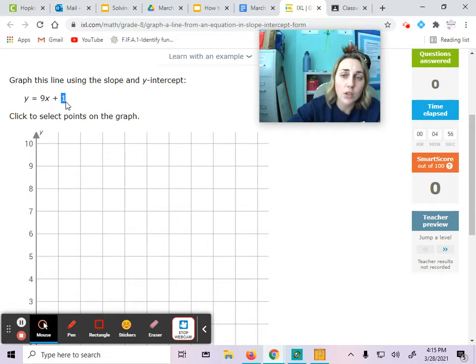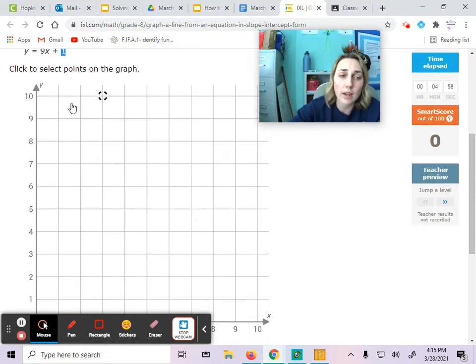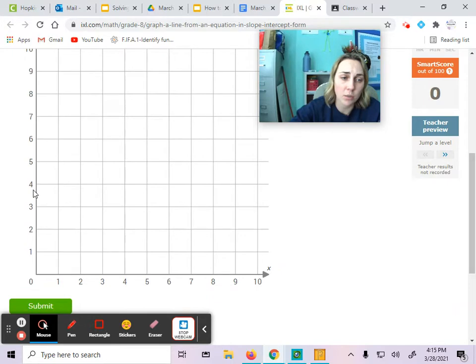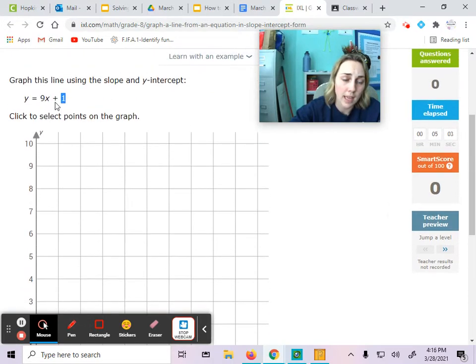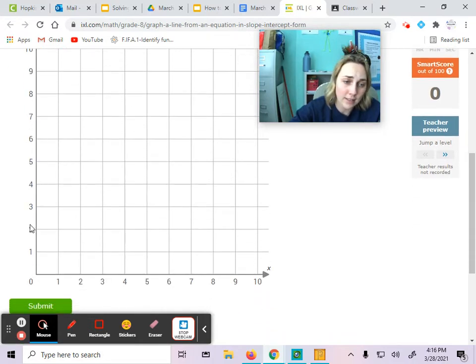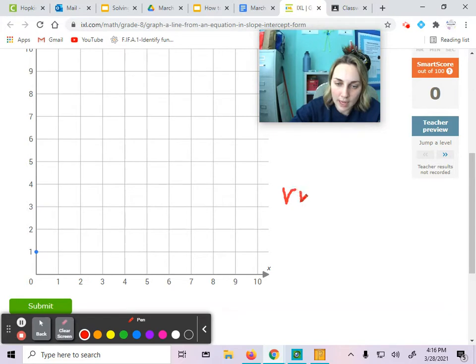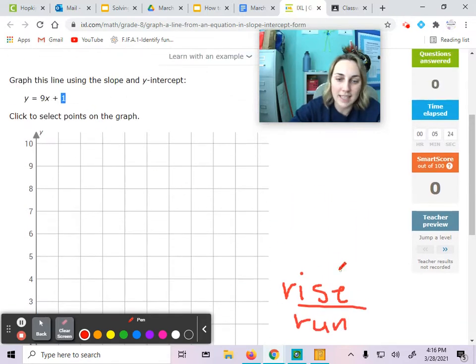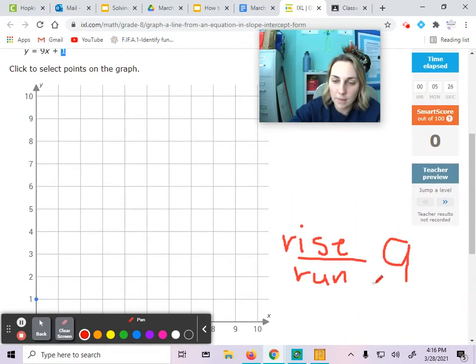And if you remember, the y-intercept is where the line crosses the y-axis. So here's the y-axis right here. And if our y-intercept is 1, that means on the y-axis, my first point is at 1. And that's it. That's my first point. After I've done that first point, I have to use rise over run on the slope. The slope in this particular case is 9. Okay? So when you have a number by itself, here's the biggie.